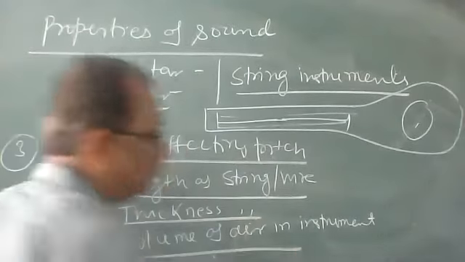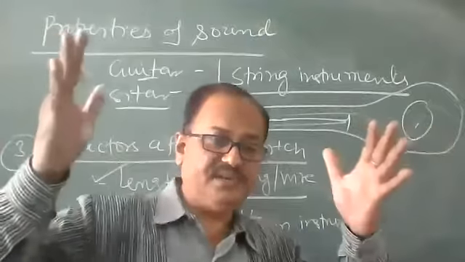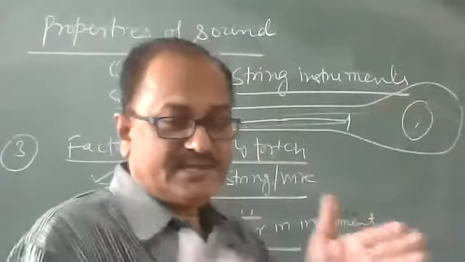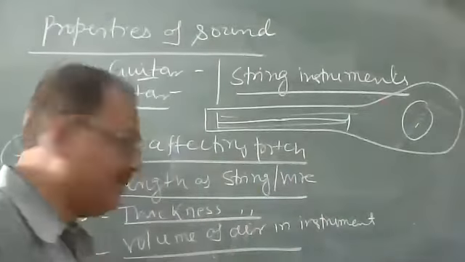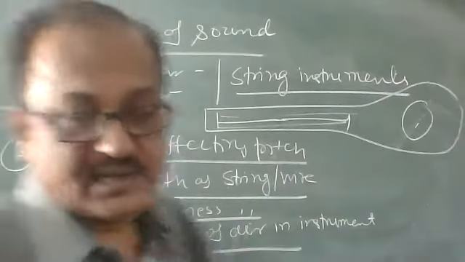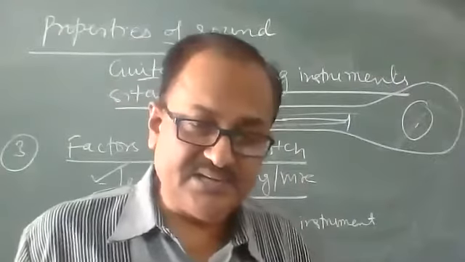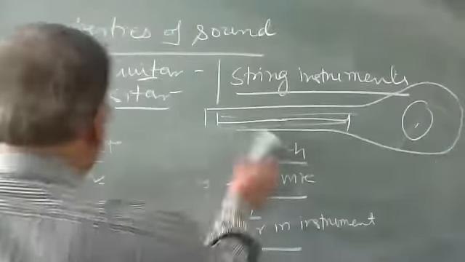Now third, volume of air. You must be knowing sitar, it has very huge volume. Guitar, it is less. It has less volume. So air produces sound. Guitars are of different types: Hawaiian guitar, electric guitar, and non-electric guitar. So this is the point.